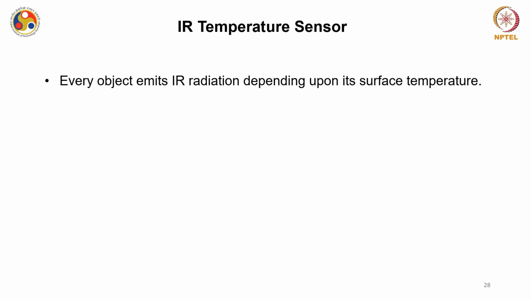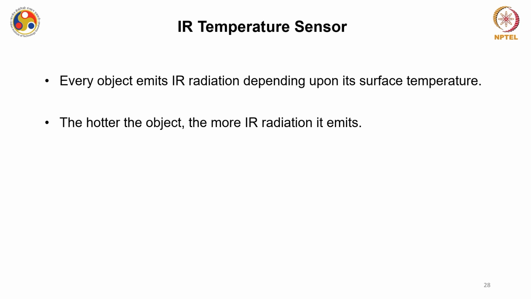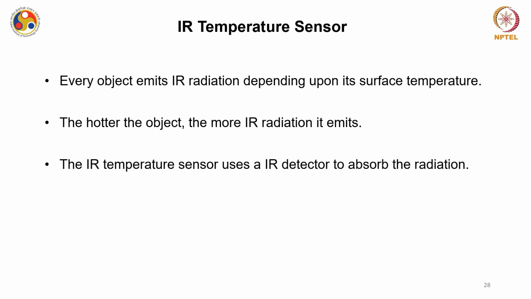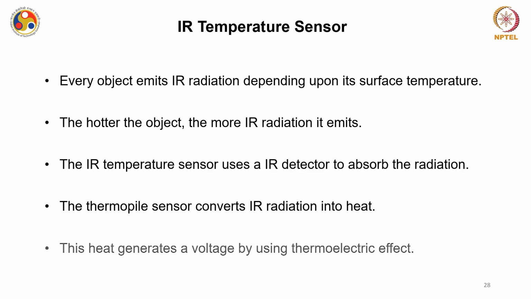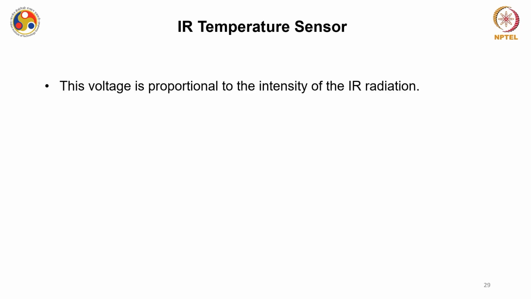All right. So I was coming to this IR temperature sensor. As I was mentioning, every object emits IR radiation depending on its surface temperature. So the hotter the object, the more IR radiation it emits. The IR temperature sensor uses an IR detector to detect this radiation. Mostly thermopile sensors are used. A thermopile can convert this IR radiation to heat, and this can be detected by converting it into a voltage by using a thermoelectric effect. This voltage is proportional to the intensity of the IR radiation.